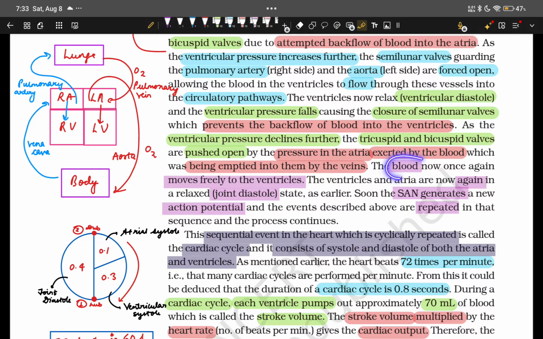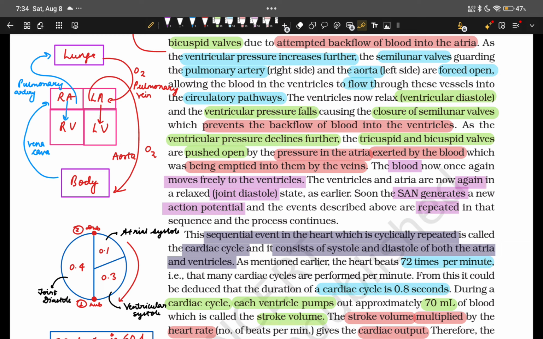Moving on, blood moves freely again into the ventricles in joint diastole, and then again the SA node generates an action potential which causes the systole of the atria, and then a 30% increase in blood flow into the ventricles. After that the ventricles also contract, and when the ventricles contract, the tricuspid and bicuspid valves close, which produces the lub sound first. Because pressure increases further, the semilunar valves are pushed open, and the blood starts flowing into the circulatory system like this and this.